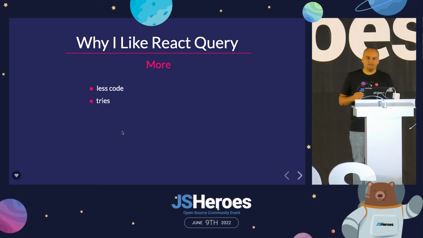They have, by default, automatic retries. So if you have a flaky API, what's nice is that React Query goes and tries to fetch the data 3 times before it fails. So that's by default, and it's really good because, again, you don't have to add extra code to do that.